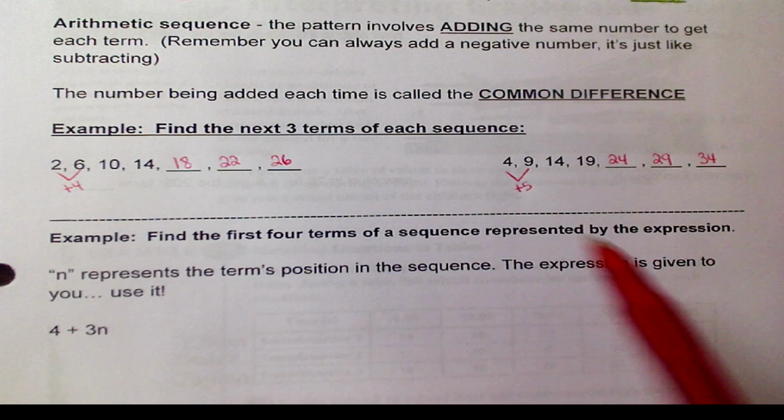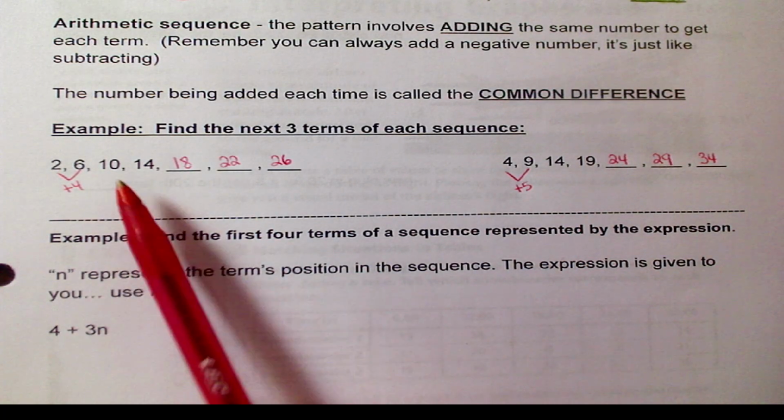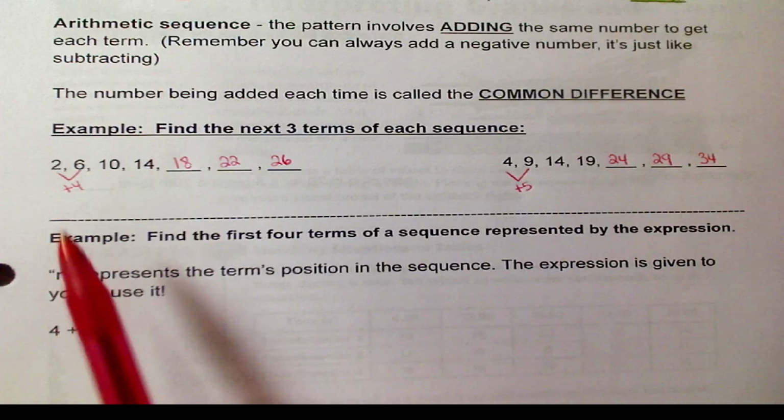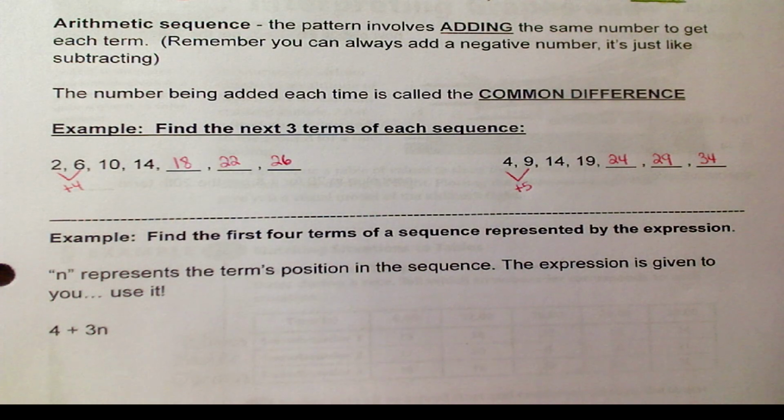Okay, so to recap, these two patterns, these two sequences are arithmetic sequences because we're adding or subtracting the same thing each time to get the new numbers. It's very predictable. It's very elementary school, right? Well, not all patterns are arithmetic. Sometimes they get a little bit more complicated.